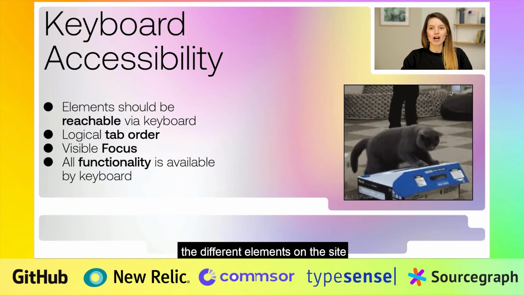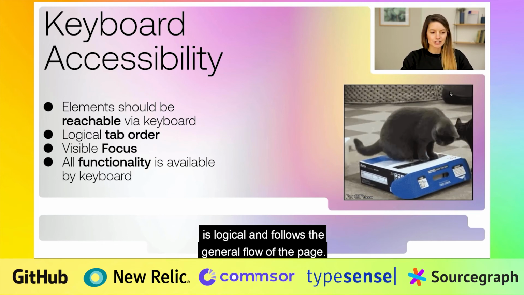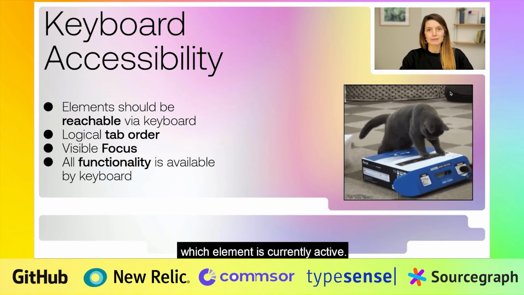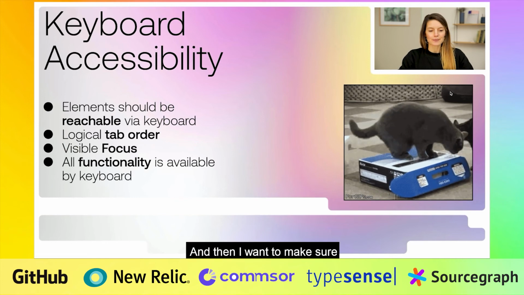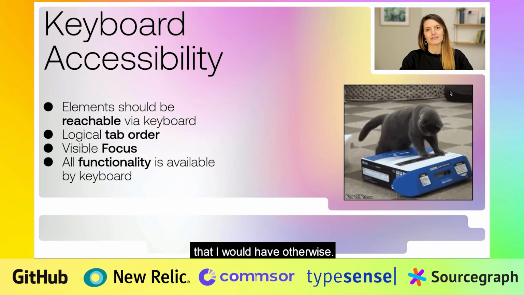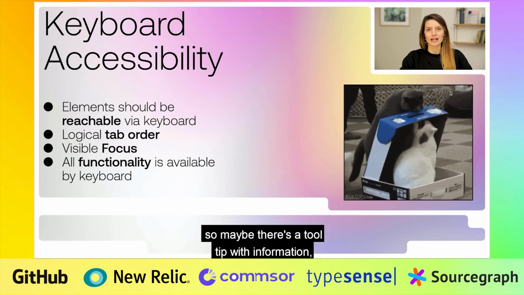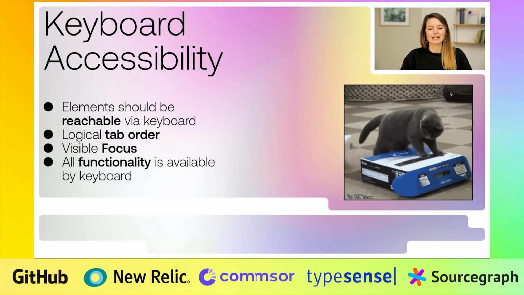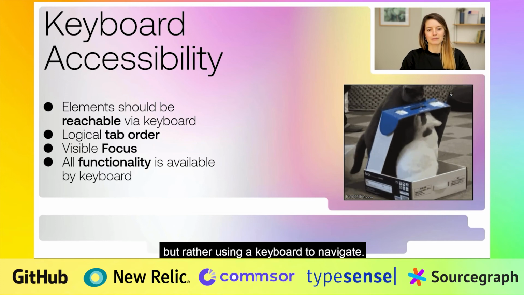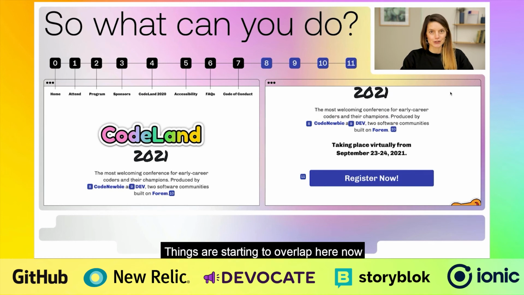Then you want to make sure the tab order, so the way in which you go through the different elements on the site, is logical and follows the general flow of the page. You need focus to be visible, so I need to be able to check which element is currently active. And then I want to make sure that I really have all the functionality by keyboard that I would have otherwise. So something that is often overlooked is something like hover effect. So maybe there's a tooltip with information. I need to make sure this is also accessible if I'm not hovering with a mouse, but rather using a keyboard to navigate.